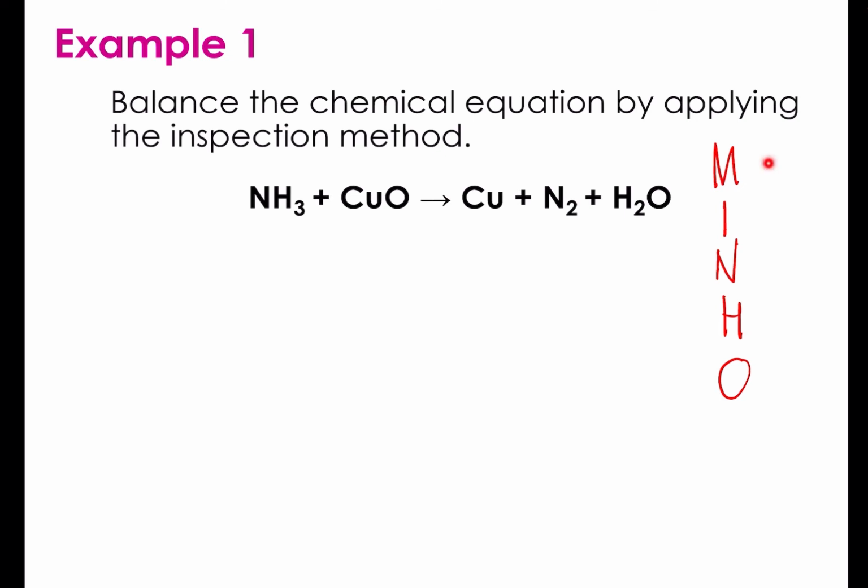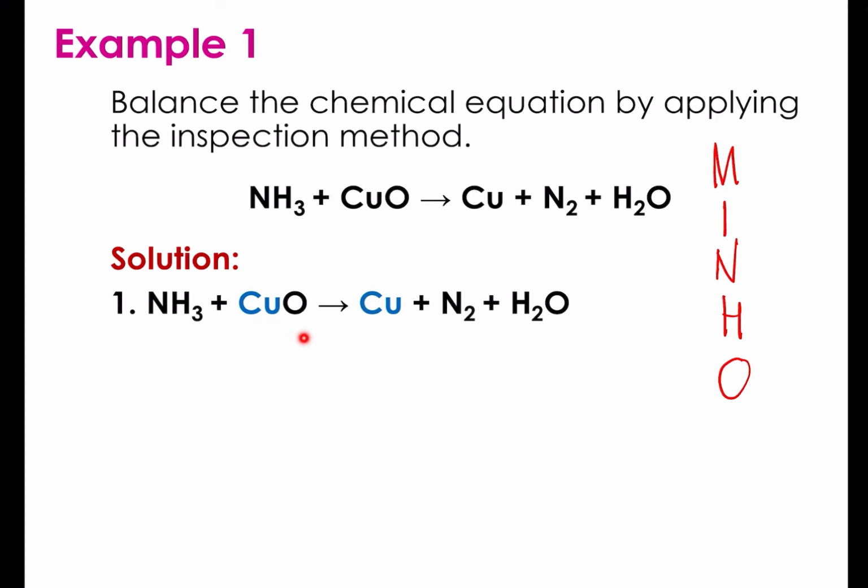So the first one is M for metal. So as you can see here, I have my metal here only copper. So on both sides, copper saya dah balance sebanyak 1. So do I have to change anything? No. So I just keep it as it is. As you see here, saya keep it as it is.